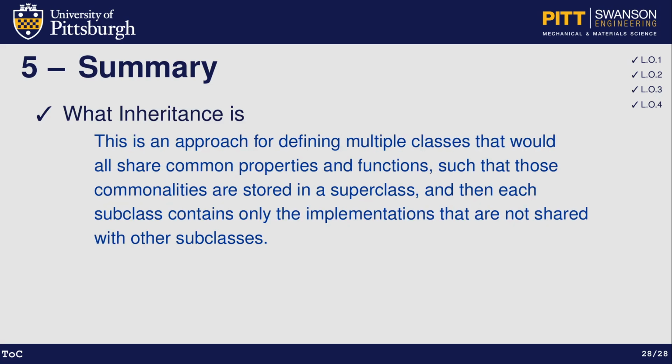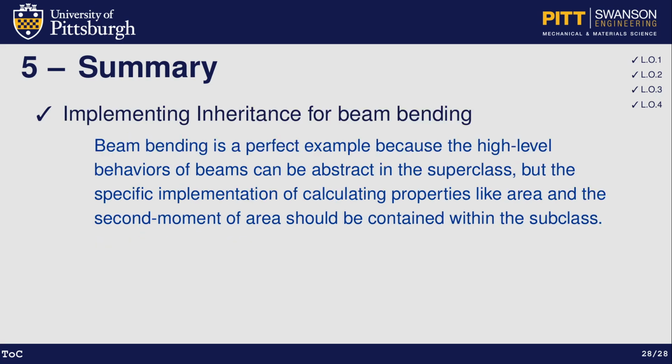Now, inheritance is an approach for defining multiple classes that would all share common properties and functions such that those commonalities are stored in a superclass, and then each subclass contains only the implementations that are not shared with other subclasses. Beam bending is a perfect example of this because the high-level behaviors of beams can be abstracted in the superclass, and the specific implementation of calculating properties like area and second moment of area should be contained within each subclass.